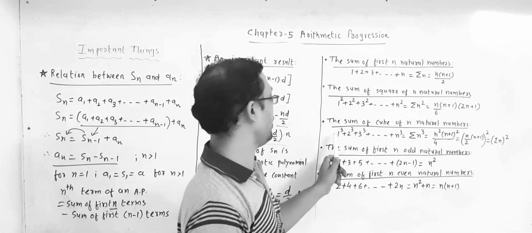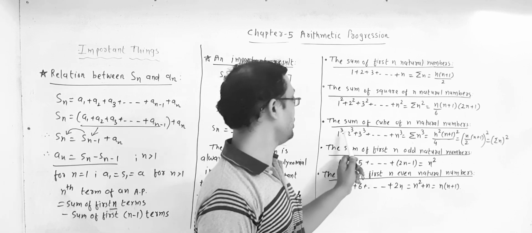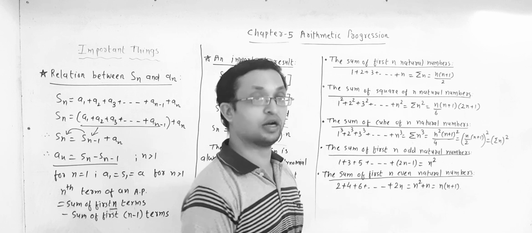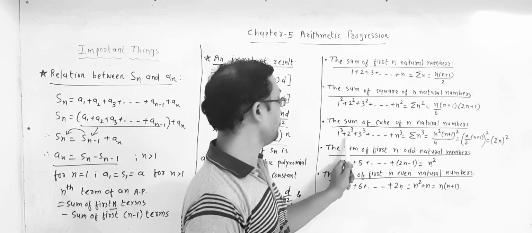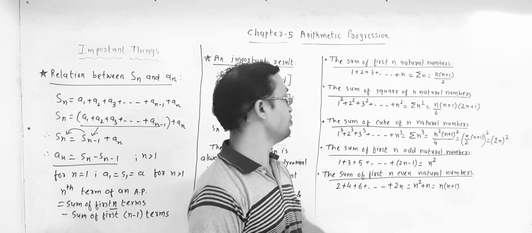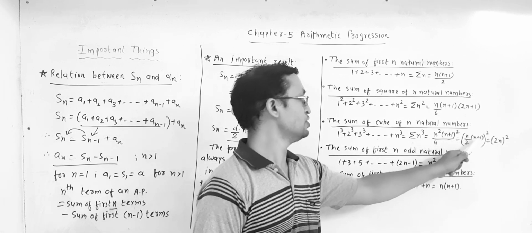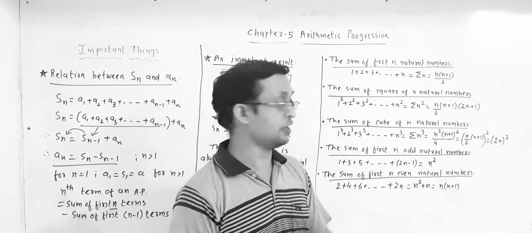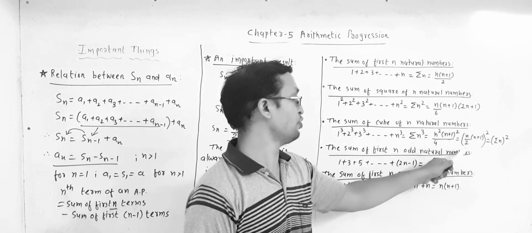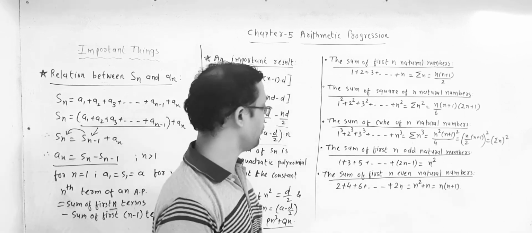Here you write down: find the sum of the cubes of the first 6 natural numbers. 1 cube plus 2 cube plus 3 cube up to 6 cube, that is sigma 6 cube, and put the value in this form: 6 into 6 plus 1, that is 7, 6 into 7 is 42, by 2, that is 21 square, and the answer is 441.